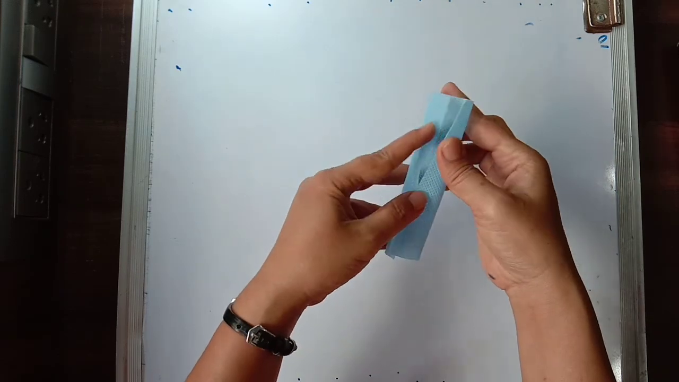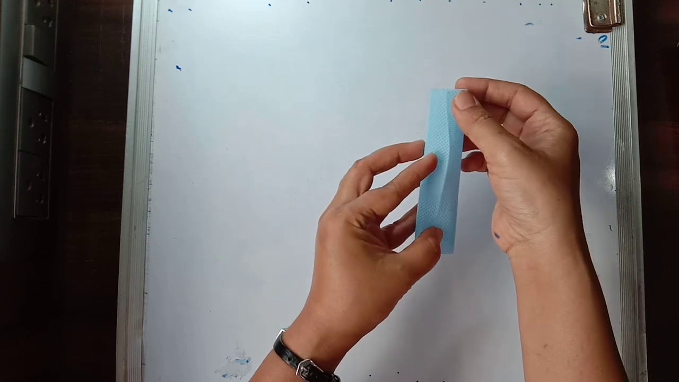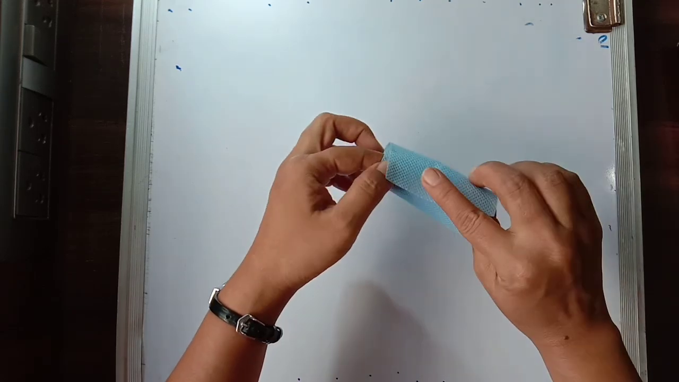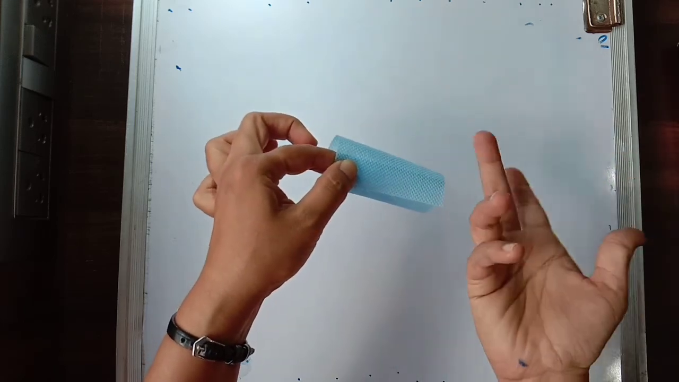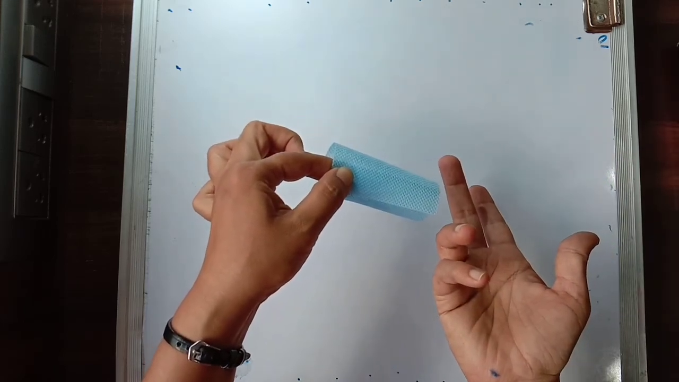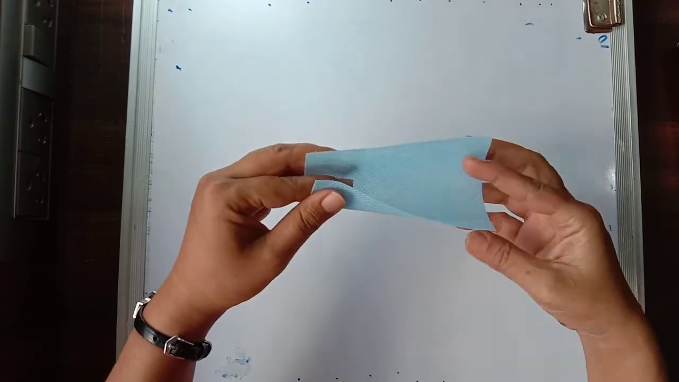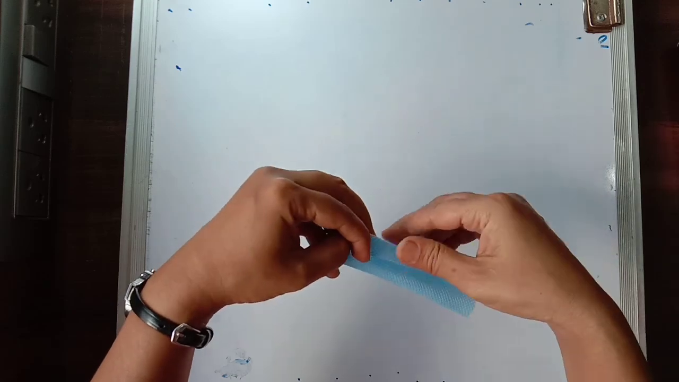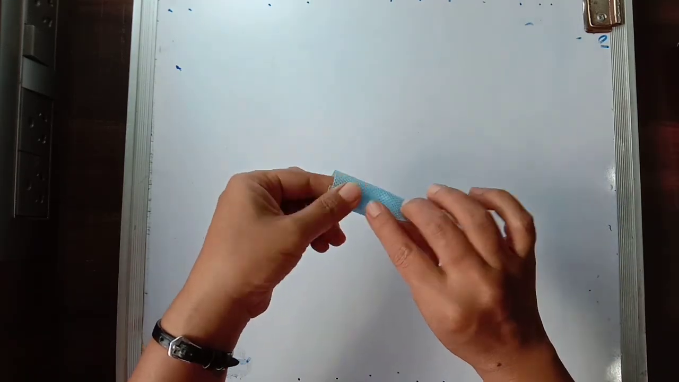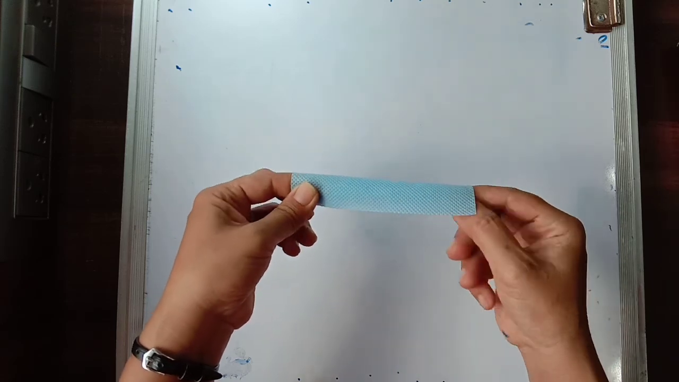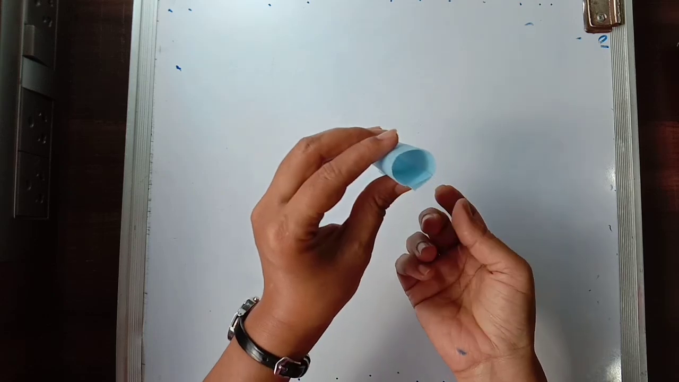Whether it is a cylinder of this shape, or whether it is this type of cylinder, their total curved surface area will remain the same for both of them. But if I make a cylinder out of the same rectangle by folding it in another way like this, even though the curved surface area is the same, will the volume remain the same? What do you feel? Will the volume remain the same?